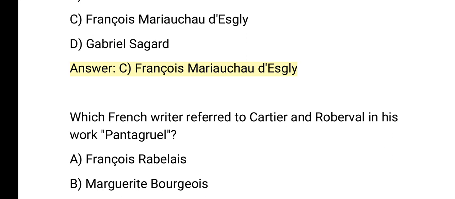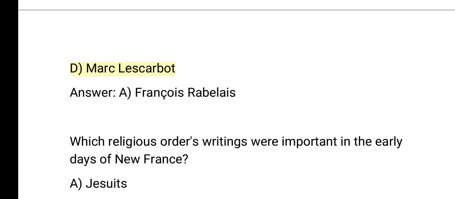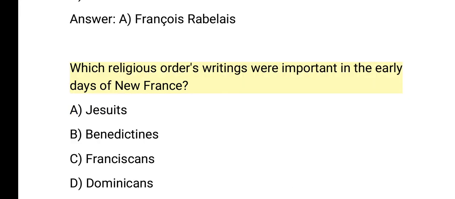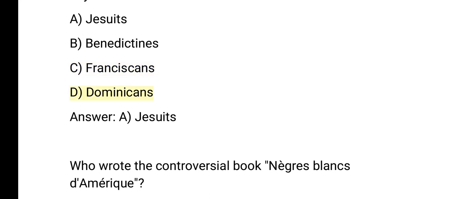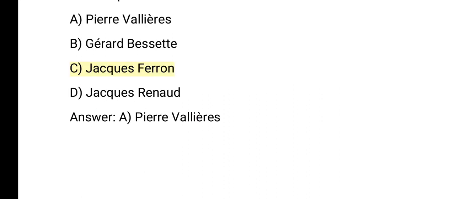François-Mario Chaudescli. Which French writer referred to Cartier and Roberval in his work, Pantagruel? A. François Rabelais. B. Marguerite Bourgeois. C. Gabriel Sagard. D. Marc Lescarbot. Answer. A. François Rabelais. Which religious order's writings were important in the early days of New France? A. Jesuits. B. Benedictines. C. Franciscans. D. Dominicans. Answer. A. Jesuits. Who wrote the controversial book, Nègres blancs d'Amérique? A. Pierre Vallières. B. Gérard Bessette. C. Jacques Ferron. D. Jacques Renaud.